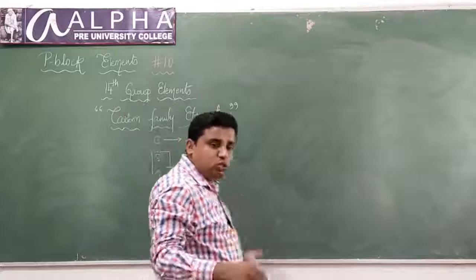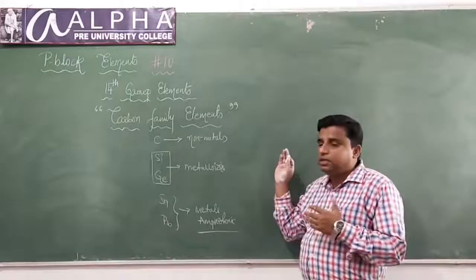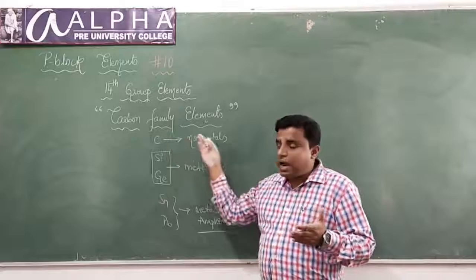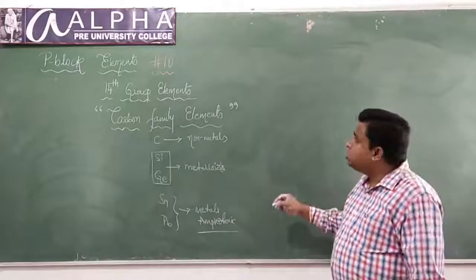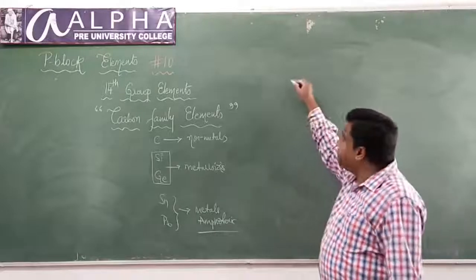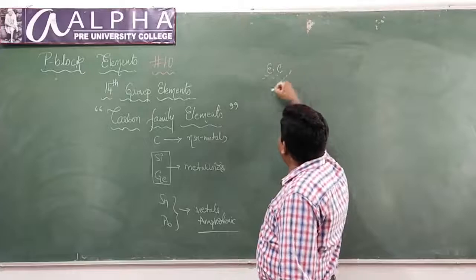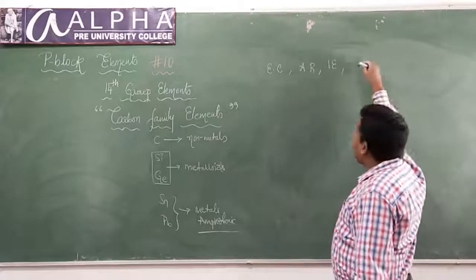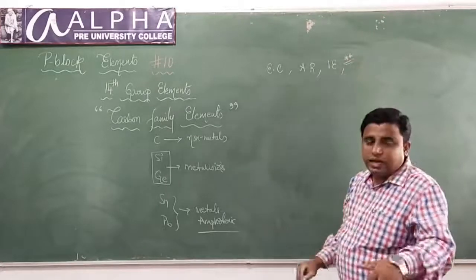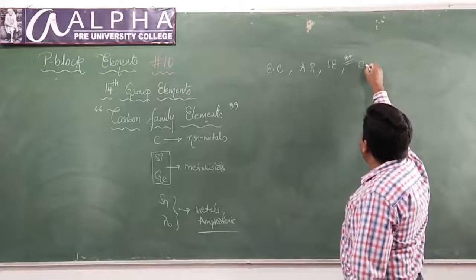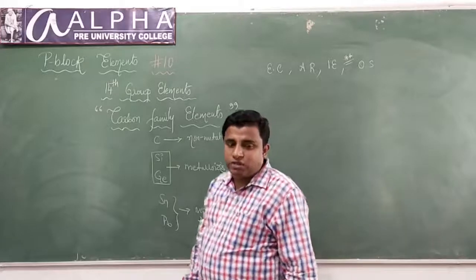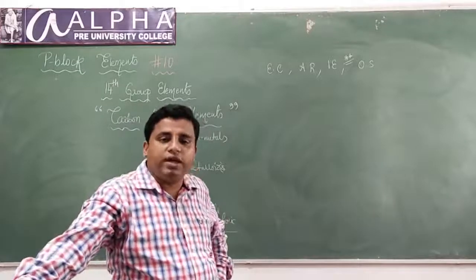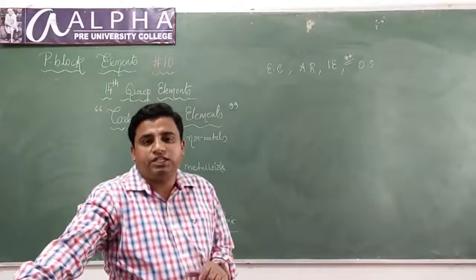Very nice. Now, as usual, we have to discuss the physical properties and chemical properties of the carbon family, and also some important compounds of carbon and silicon. In physical properties, we will talk about electronic configuration, atomic radius, ionization enthalpy, and very importantly oxidation state. EC refers to electronic configuration, AR to atomic radius, IE to ionization enthalpy, and OS to oxidation state.